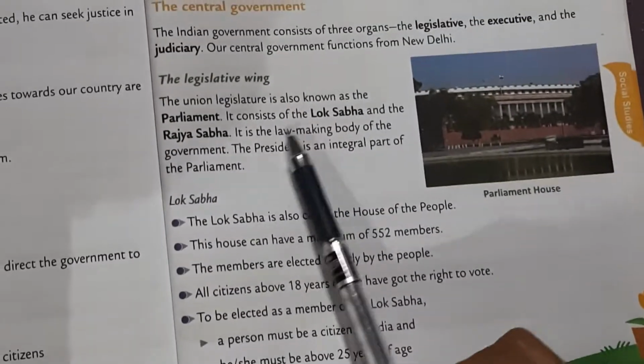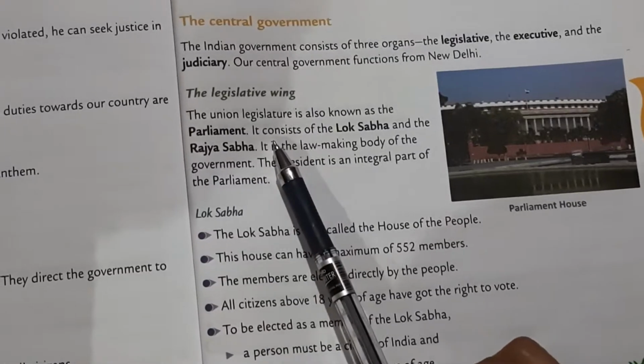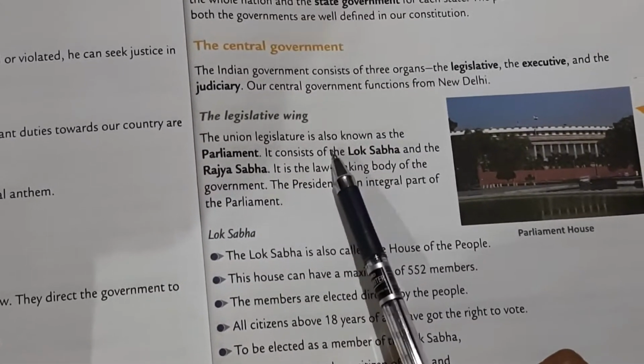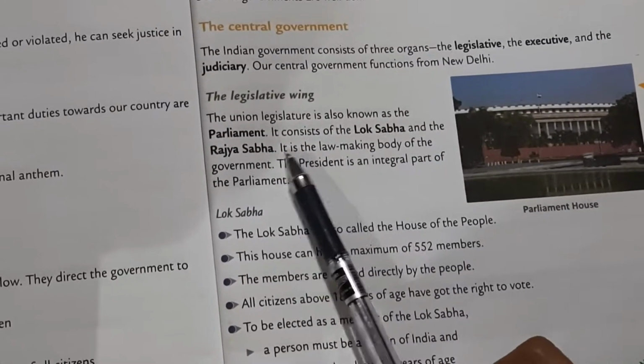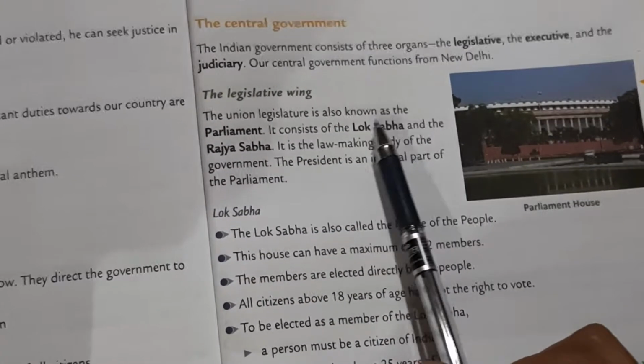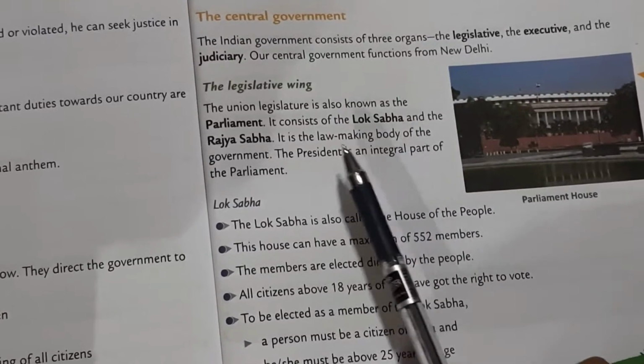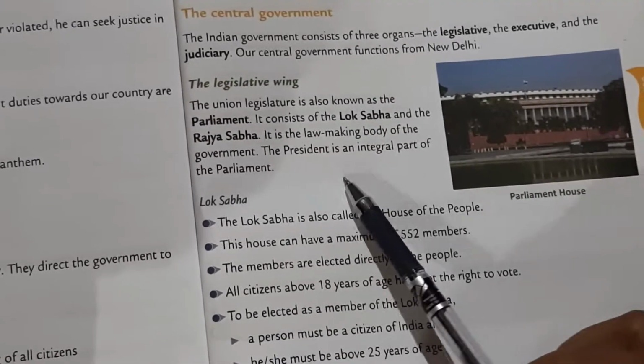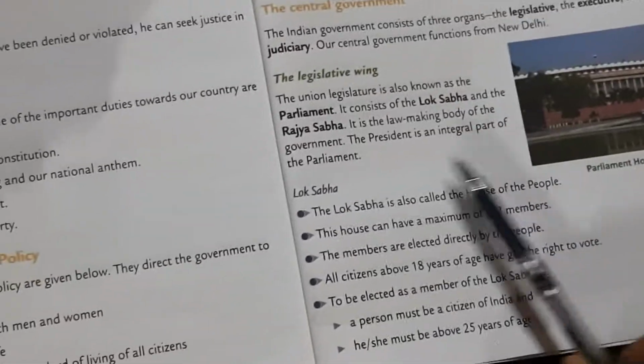The union legislature is also known as the parliament. This parliament consists of two houses, the Lok Sabha and the Rajya Sabha. It is a lawmaking body, and the president is an integral part of the parliament.